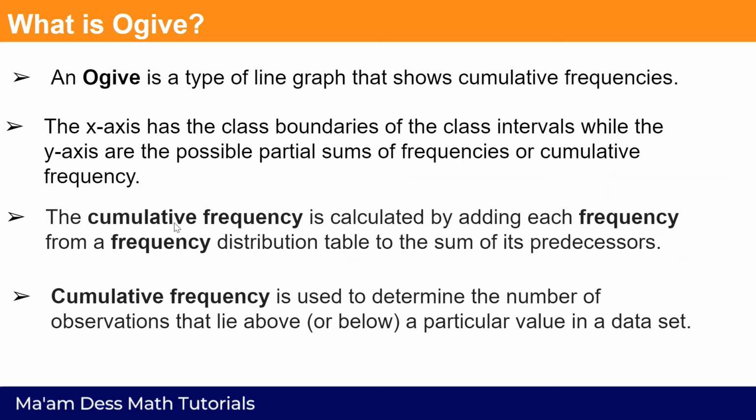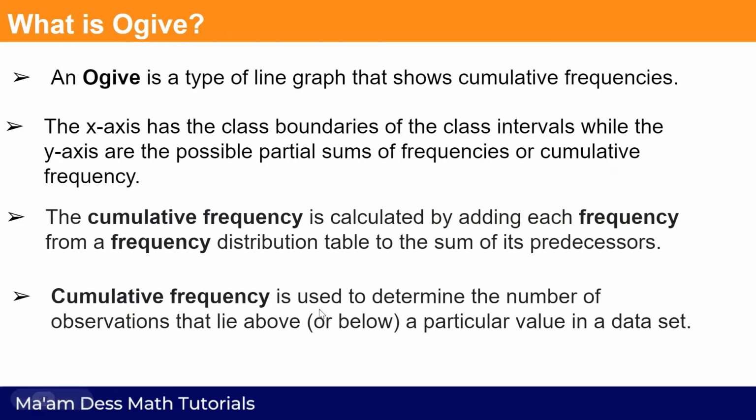So, ang pagkakaiba lang nun ay no gap. So, ito namang ogive. The x-axis has the class boundaries of the class interval, while the y-axis are the possible partial sums of frequencies or cumulative frequencies. So, yung cumulative frequency po, it is calculated by adding each frequency from a frequency distribution table to the sum of its predecessors.